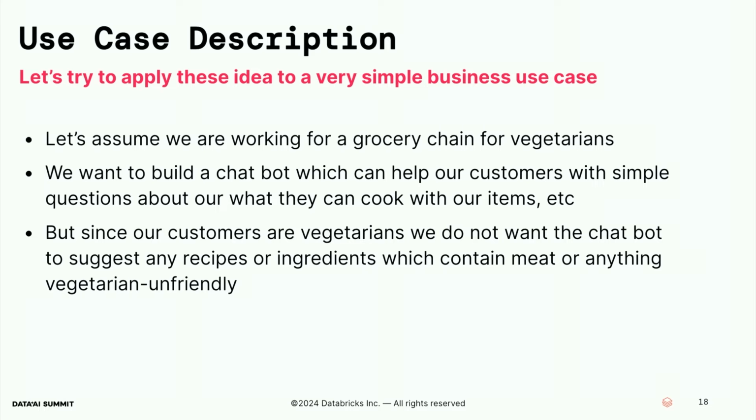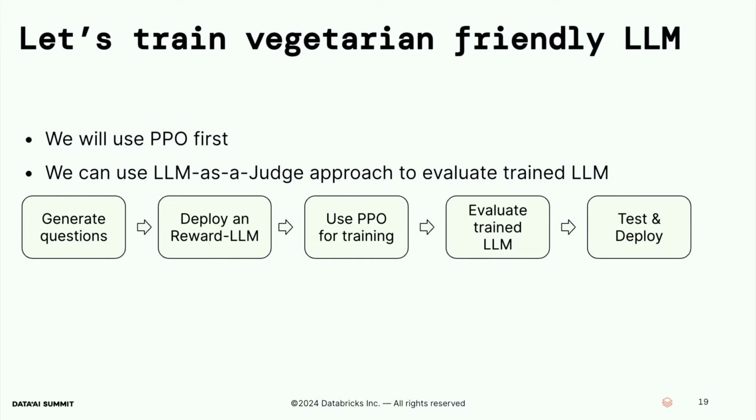So let's assume we are working for a grocery chain, which primarily has vegetarians as customers. For our chatbot, we want it not to recommend any non-vegetarian ingredients, recipes, and so on. So let's see how we can do it.